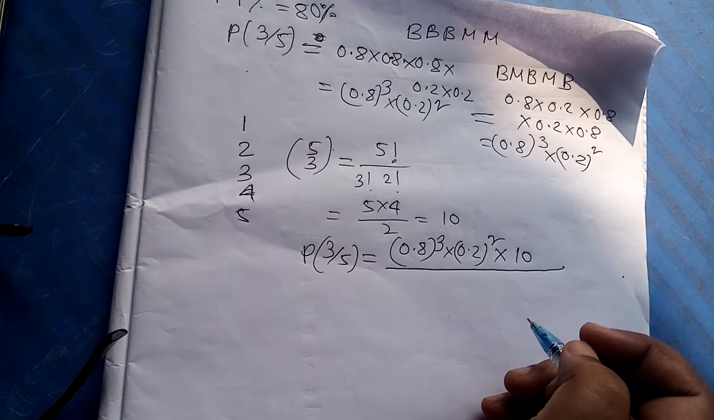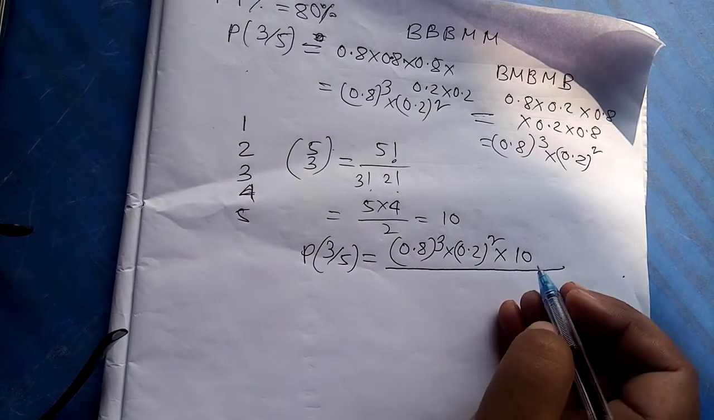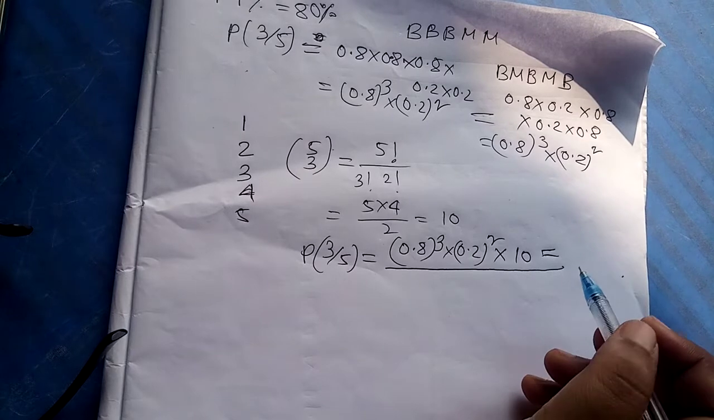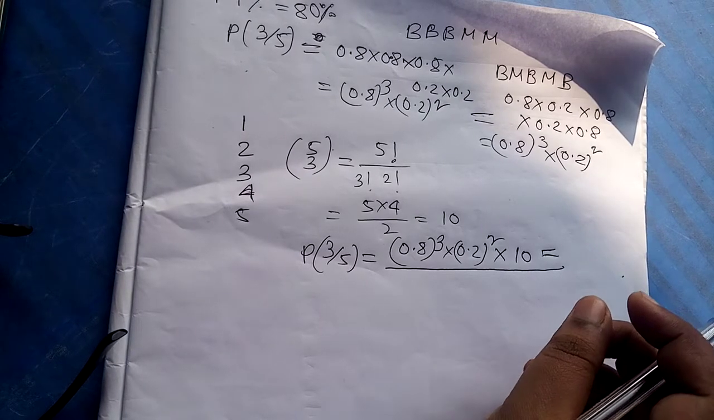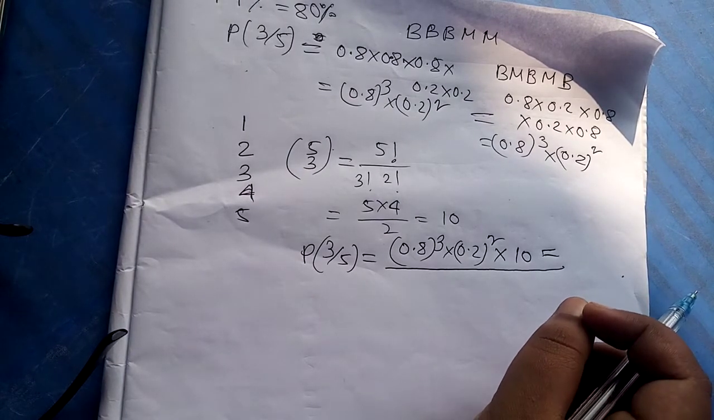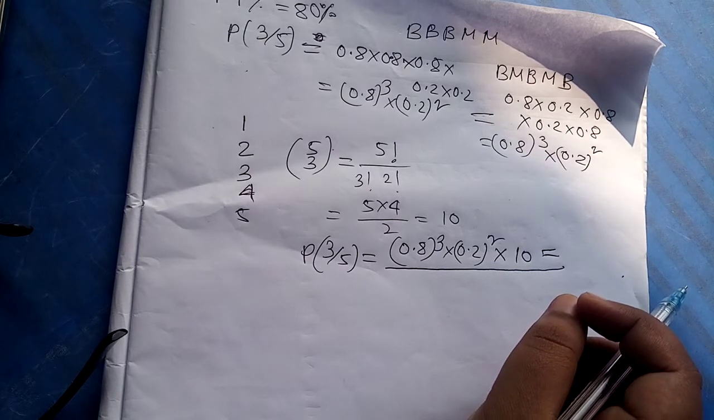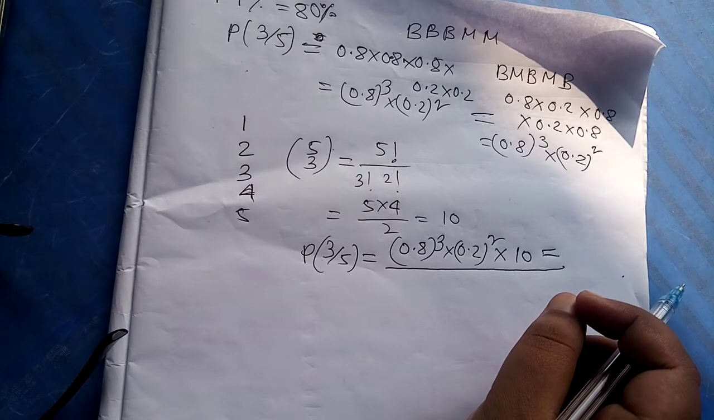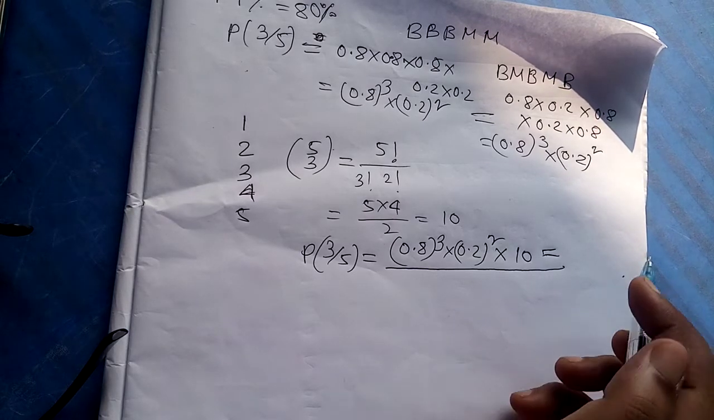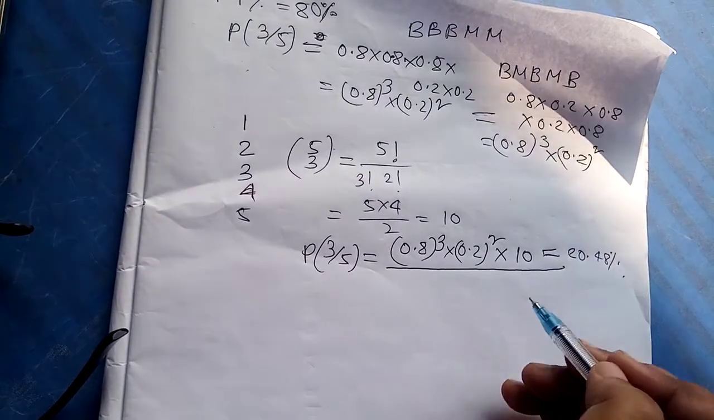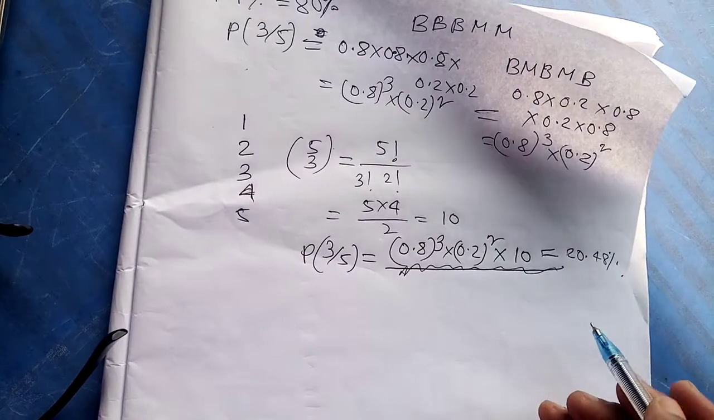Let me get my high-end calculator here. So let's see what that is. That is 0.8 times 0.8 times 0.8 times 0.2 times 0.2 times 10 equals 20.48. So it's essentially 20.48% chance that I get exactly 3 out of 5 of the baskets.